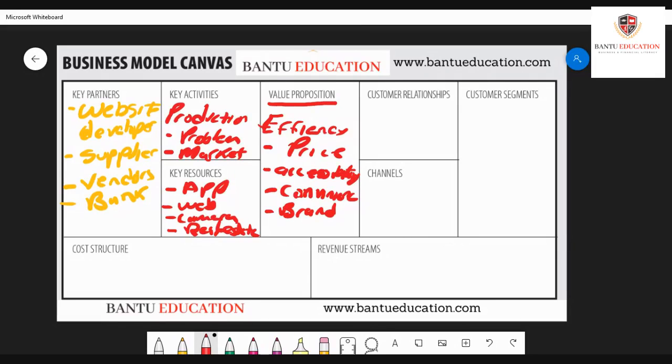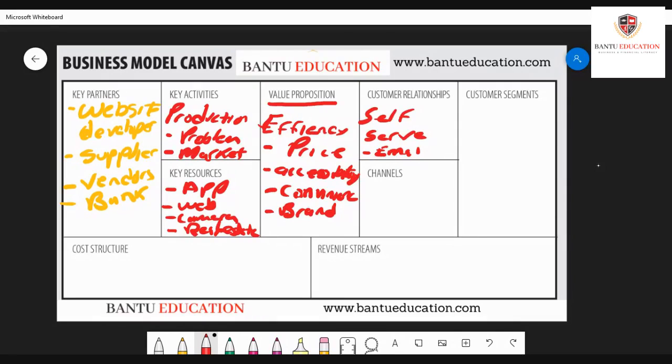So now let's look at customer relationship. With customer relationship, how do you plan to deal with the customers? How are they going to interact with your brand? It could be self-serve, meaning maybe everything is automated. Maybe you plan to deal with them by email and so on. So that's customer relationship. Basically, how do you plan to deal with them? Is it through social media? Is it by them calling you? So that's customer relationship right here.